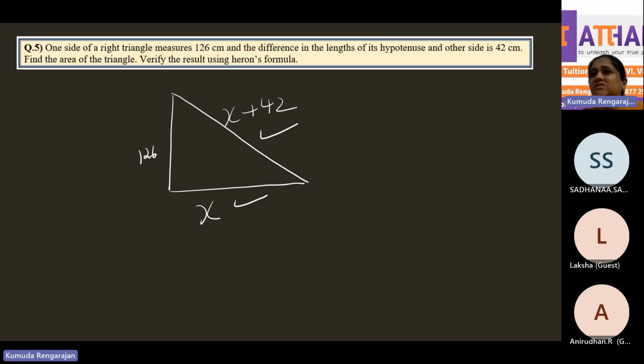Everything, if you take some time, you can understand. So here also, if you call the hypotenuse x, that's the longest side, then this side will be x minus 42. Whatever is the hypotenuse, minus 42.